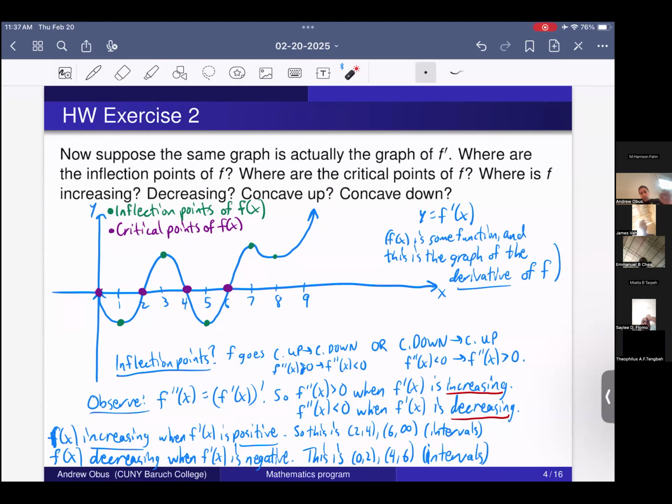So by the way, Miata, just one thing for your comment. 8 is also an inflection point. It's not a critical point. So this 8 here should be on the first list of inflection points, not on the list of critical points. And that's because 8 is a critical point for f prime, which means it's an inflection point for f. Okay, so it's a point where the derivative goes from increasing to decreasing. So 8 is with the greens, not with the purples. Okay.